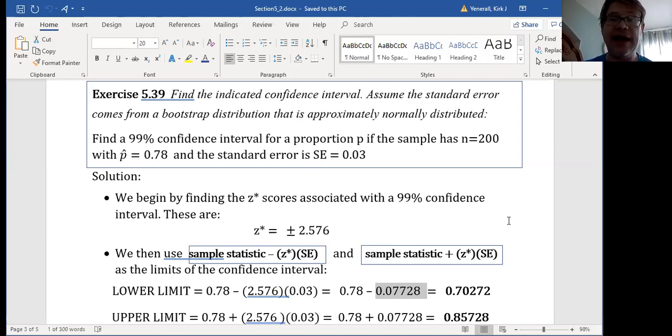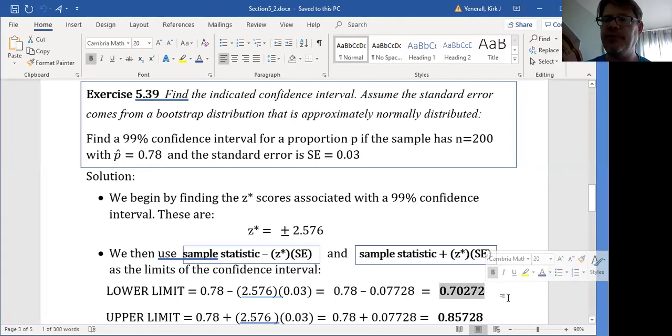I want to take that and subtract that from my sample statistic of 78% in order to find the lower limit of the confidence interval. When I do that, I see that my lower limit is about 70.3%, 0.70272. Now, if I take that margin of error and add it to the sample statistic, I'll get the upper limit for the confidence interval.